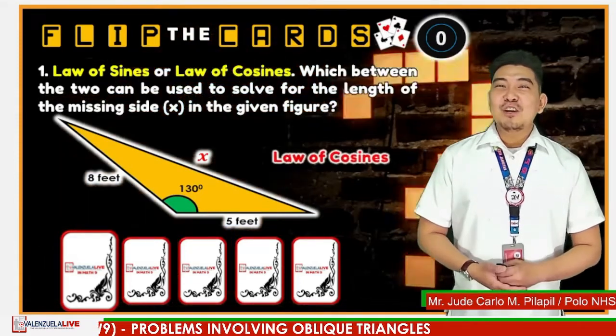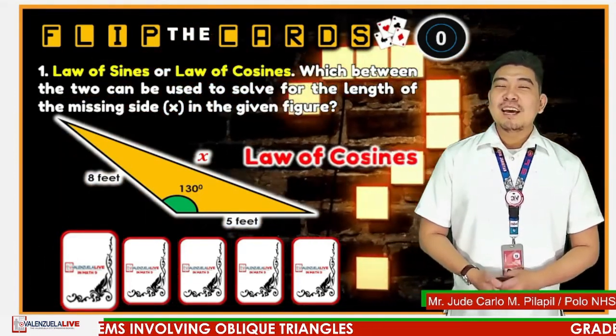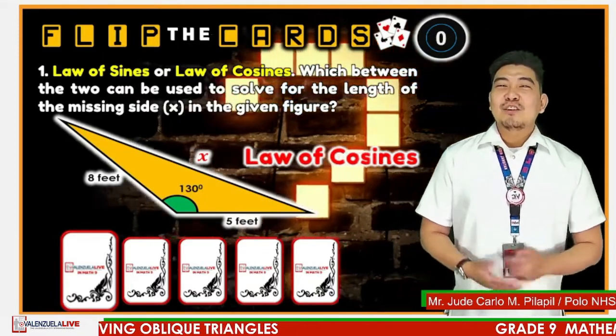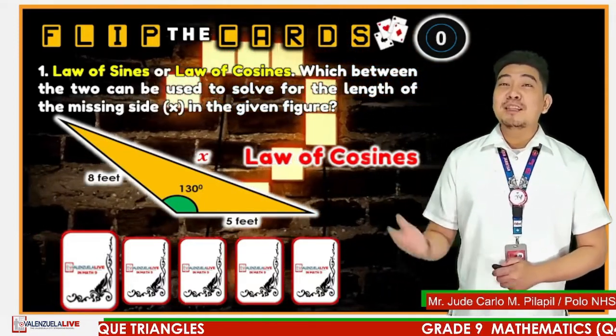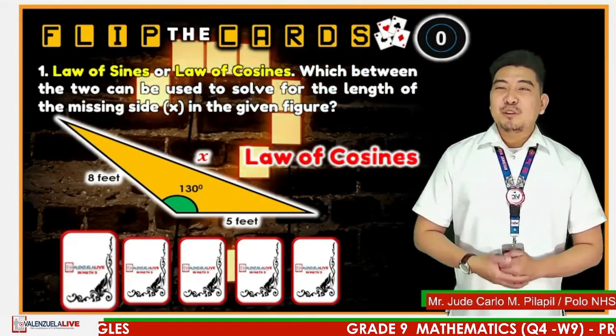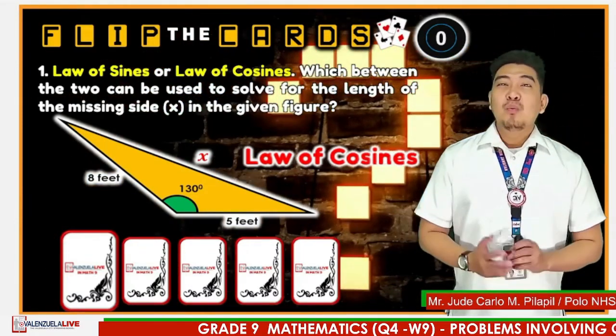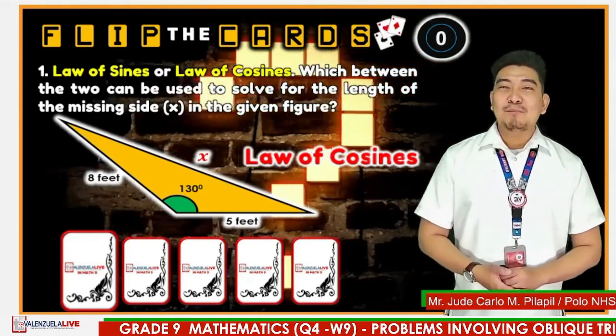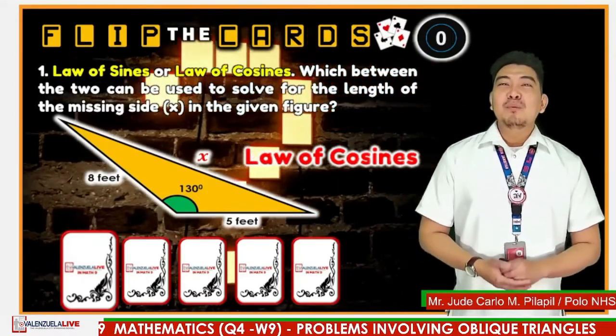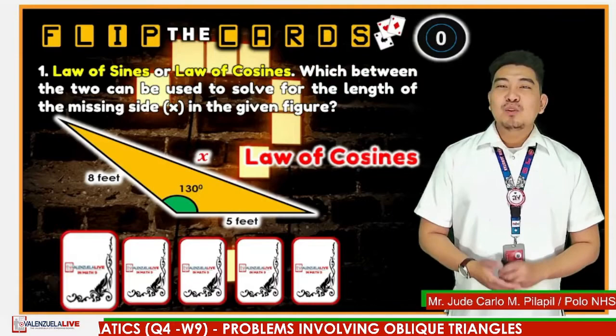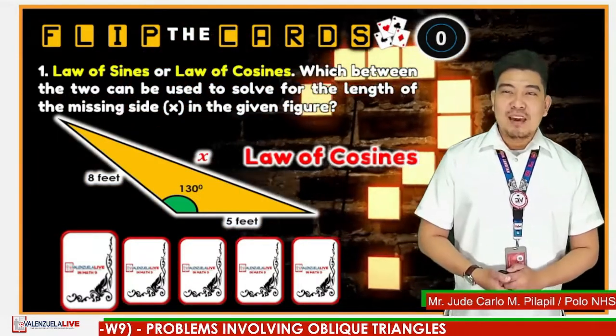Did you answer law of cosines? That's correct. Considering the given information in the oblique triangle, two sides and an included angle are present in the figure, which follow SAS pattern. Hence, we will use the law of cosines to solve for the measure of the missing side.